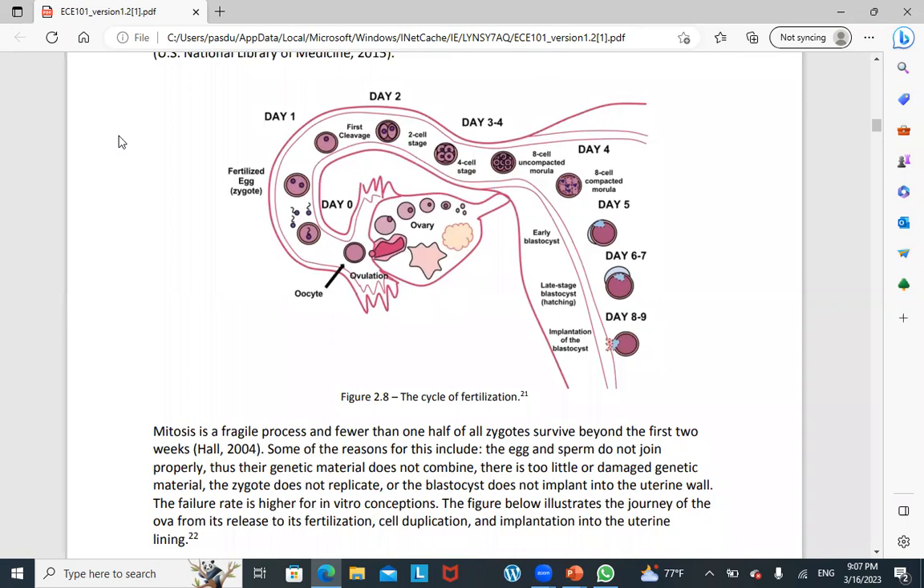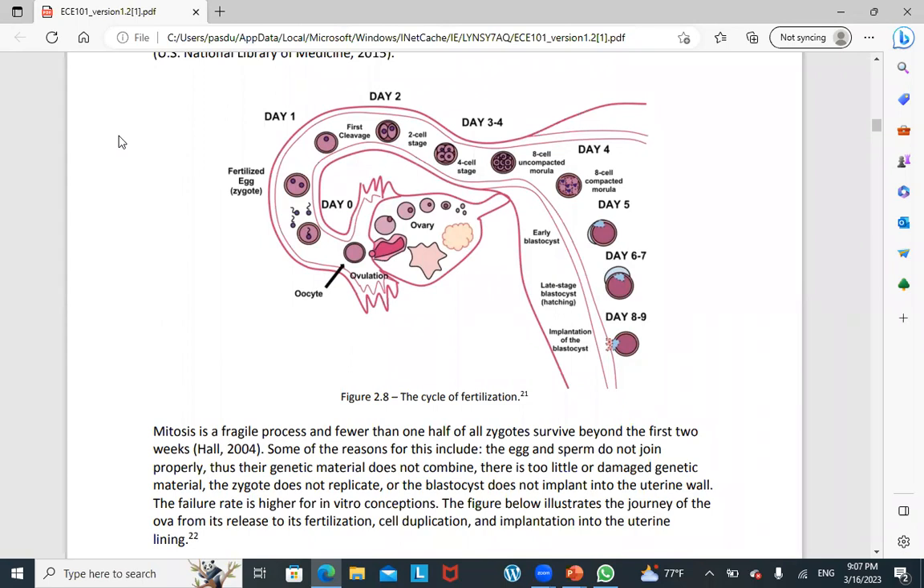So after 8 days, what happens? It gets this embryo. This zygote, what happens? It gets planted on the uterus wall. Now you can see it is planted firmly, right?